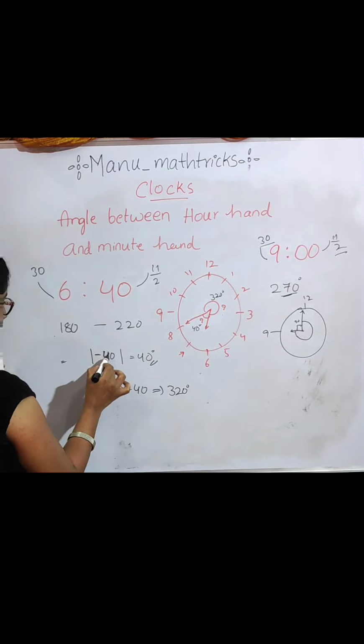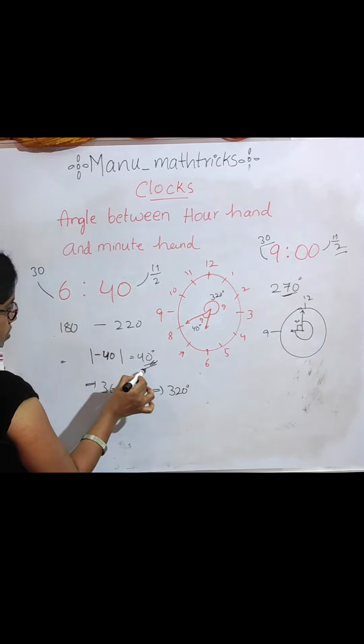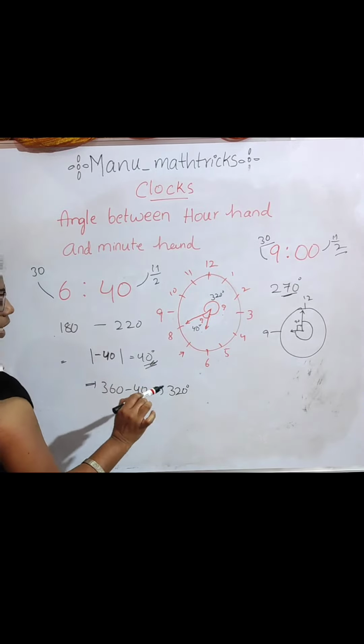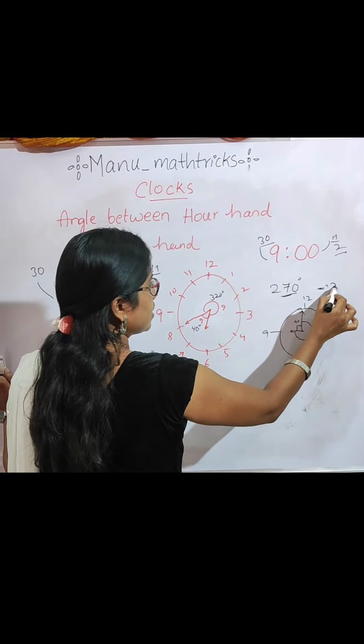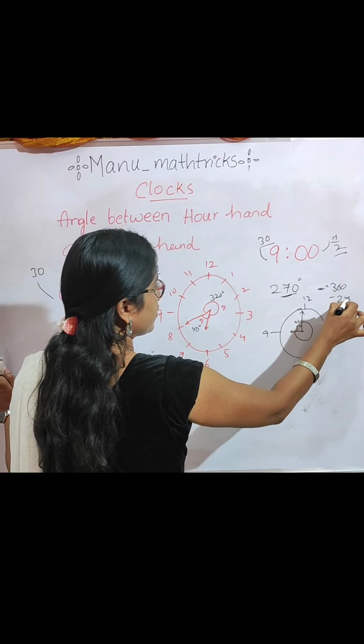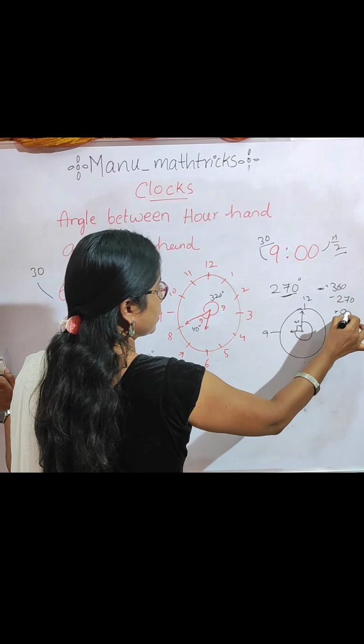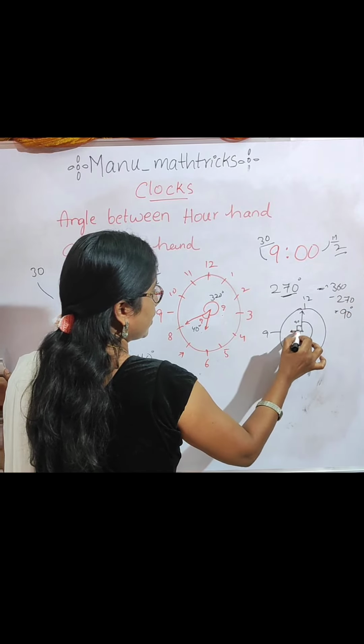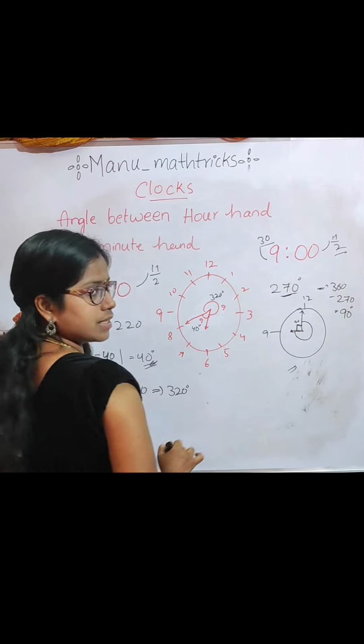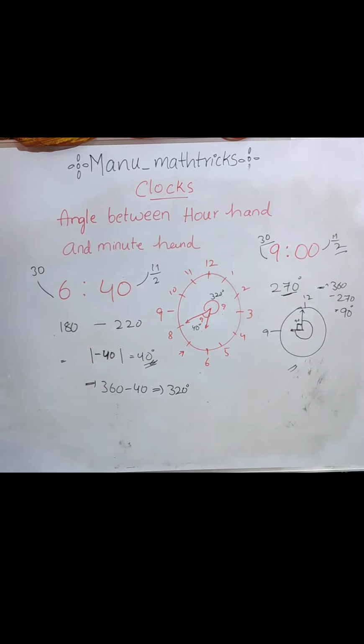Here we got minus 40. It is the angle between our hand to minute hand. If we get minus, it is between our hand to minute hand. Obviously we get minute to our hand otherwise. Now to get our hand to minute hand, just subtract from 360. 360 minus 270, which is 90. So the angle at 9 o'clock is 90 degrees.